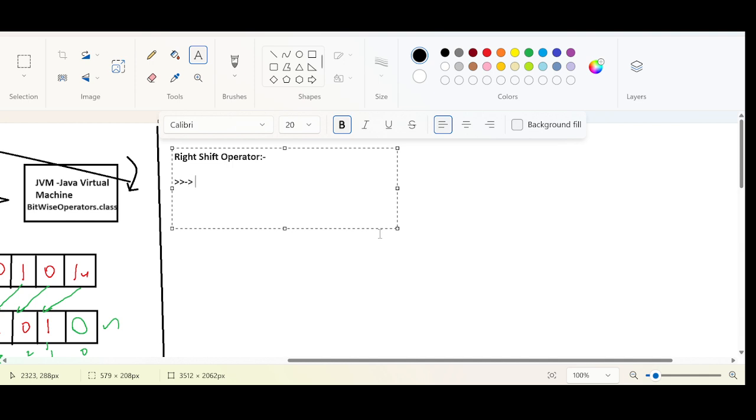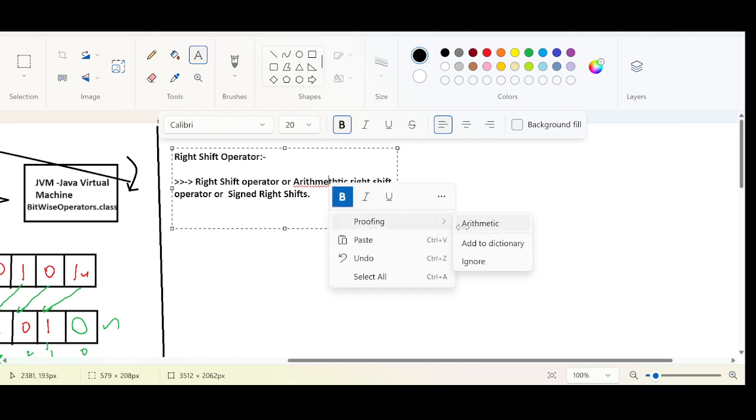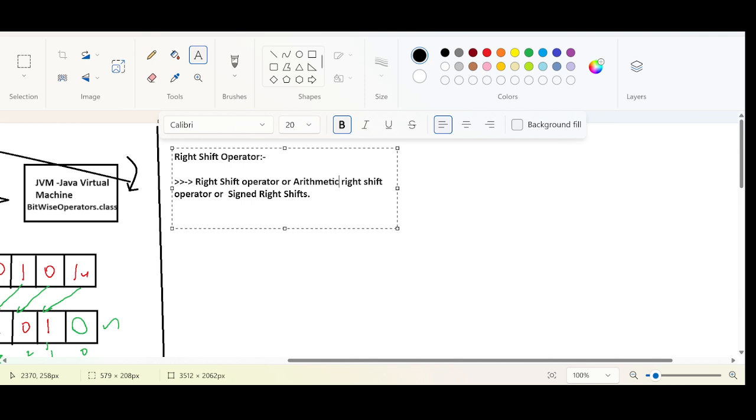We call it what? Right shift operator, or arithmetic right shift operator, or we can also call it the signed right shift operator. So this is known by so many names. Why so many names, we will understand. So these are the 3 valid names that you can use for the right shift operator: arithmetic right shift or signed right shift operator.